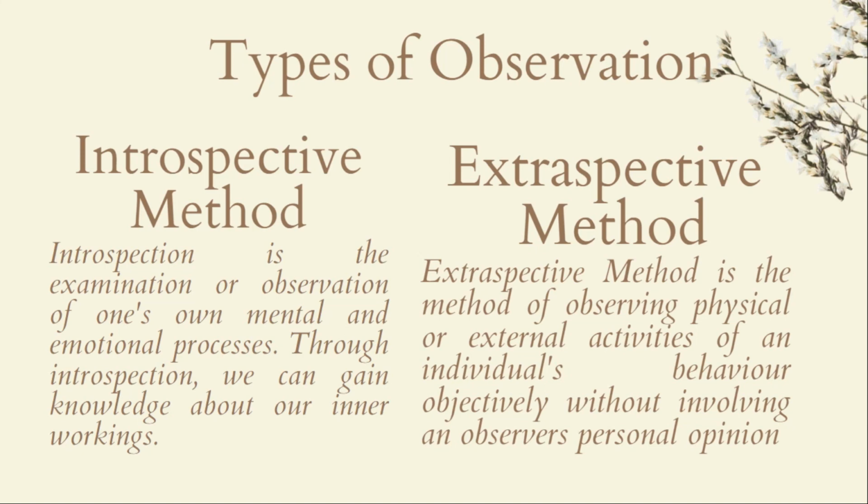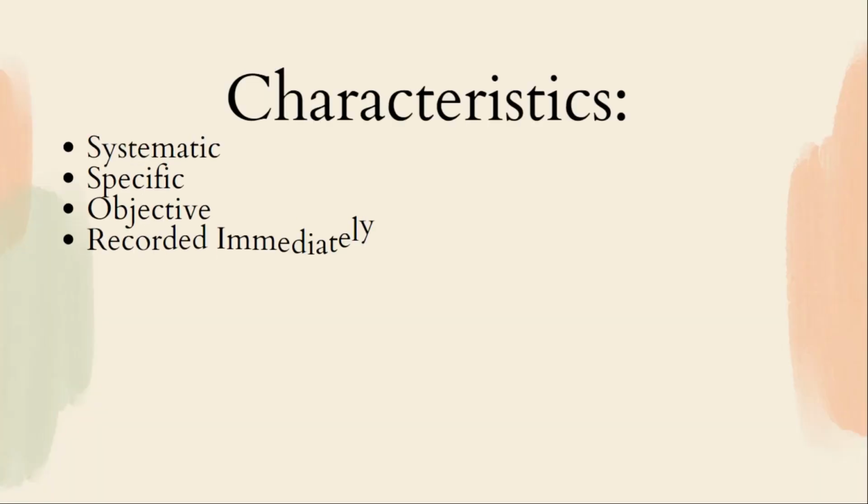In extrospective method we observe physical or external activities of an individual's behavior objectively without involving an observer's personal opinion. When we are using the extrospective method, we comment on the things outside a person's individual body. We think on any other object outside the person's body, and that is what we can call a third person view or a third person perspective.